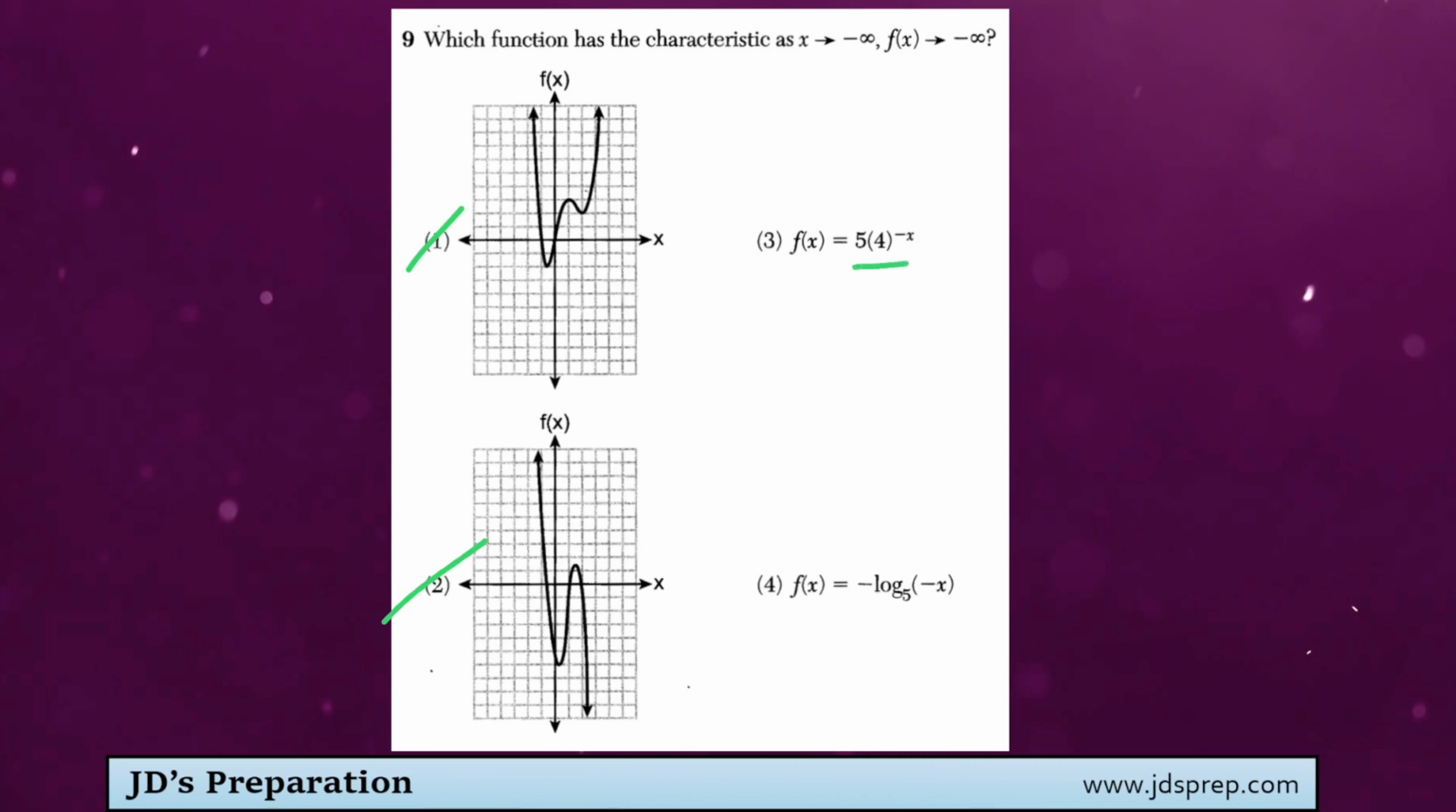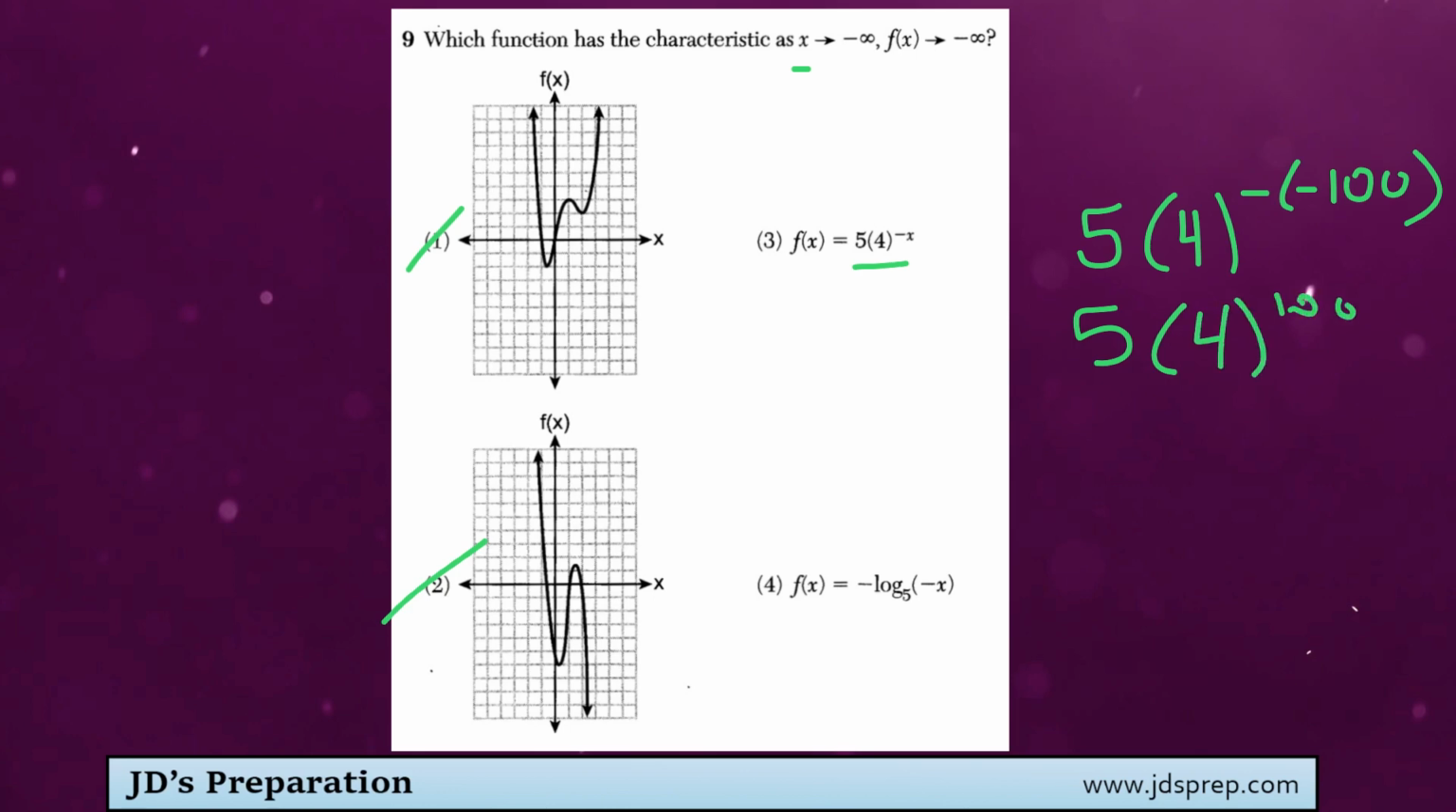Now let's take a look at option number 3. This one is 5 multiplied by 4 to the power of negative x. Now to help you visualize this a little bit, let's pick a very negative number for x since it's approaching negative infinity. Let's say it's negative 100. Well, then this function would be 5 multiplied by 4 to the power of negative 100, or 5 multiplied by 4 to the power of positive 100. Hopefully you can get the idea here. This is a massive number. In fact, it's increasing. So as x gets more negative, f of x is going to become more positive. So that's why option number 3 is also incorrect.